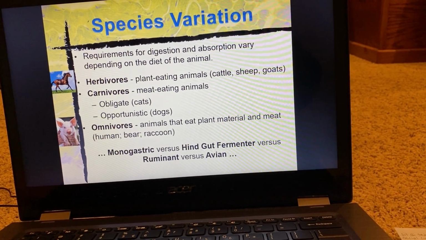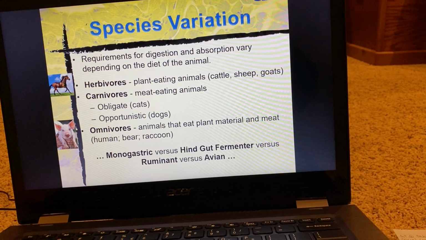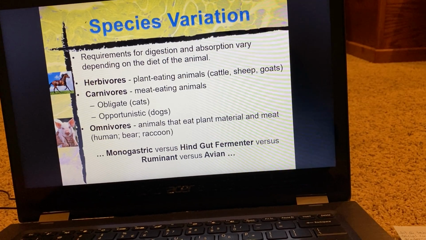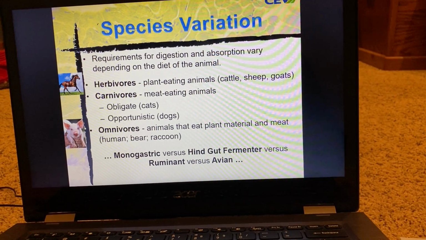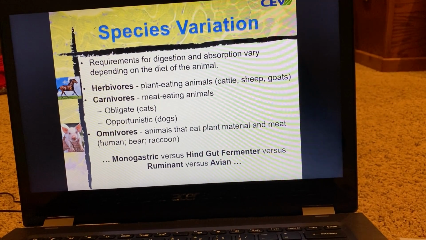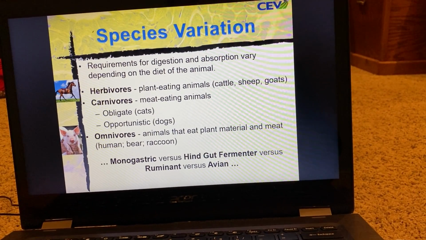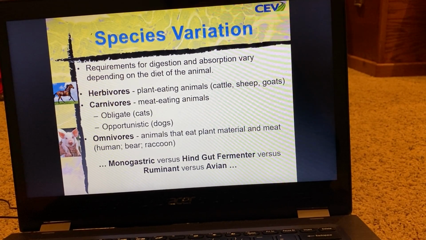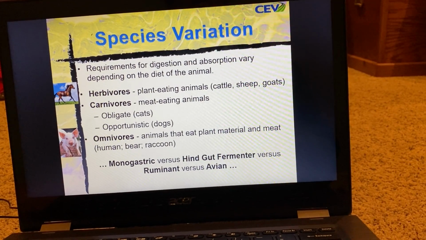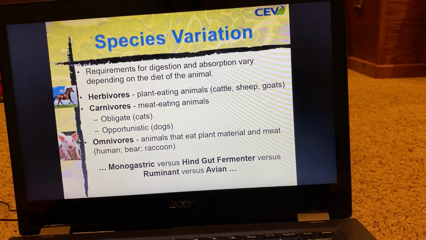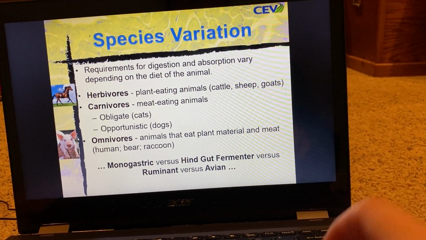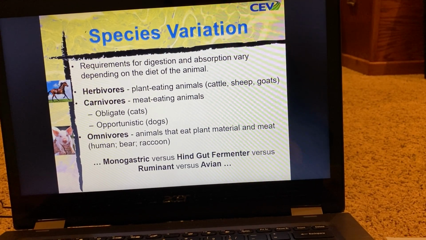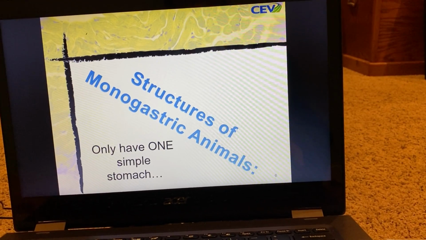Okay. Now the other thing that is going to vary is what kind of digestive tract they have. And so we're going to focus on monogastric animals. So mono means, hopefully you said one. Gastric means, hopefully you said stomach. So a single stomach versus a hindgut fermenter versus ruminants and versus avians, which are birds.